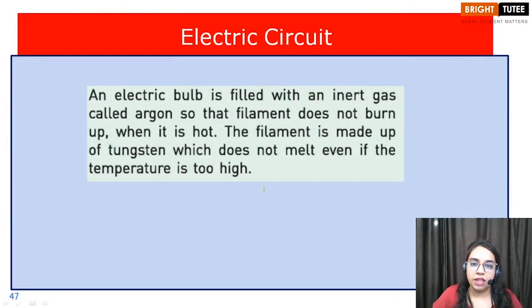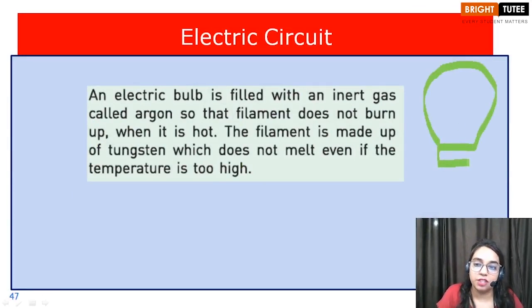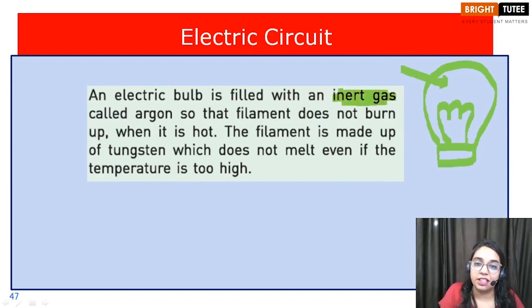So children, we have an interesting fact over here. You know that we have a bulb. Suppose we have this bulb and we have a filament in the center of it. So children, this bulb is filled with an inert gas, argon, so that the filament does not burn up when it is hot.